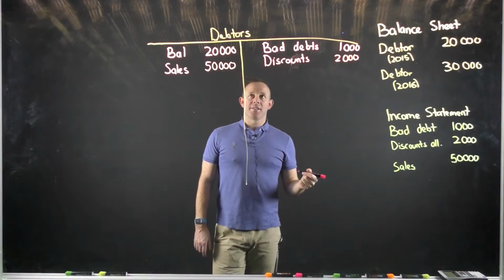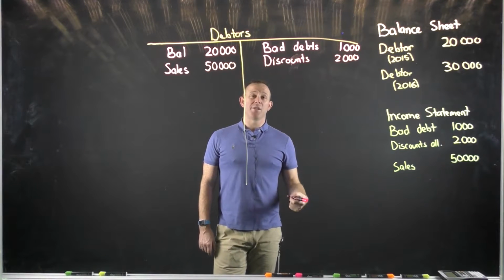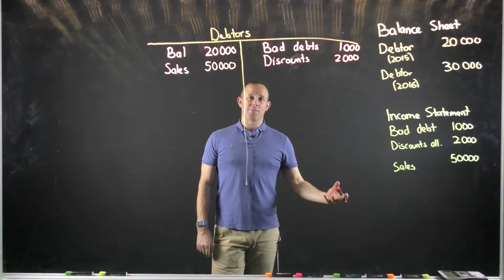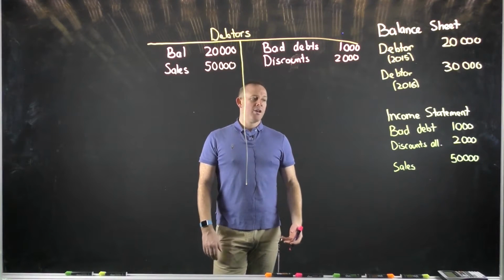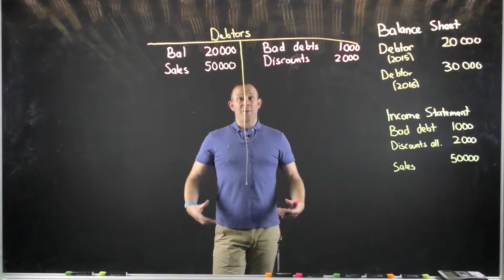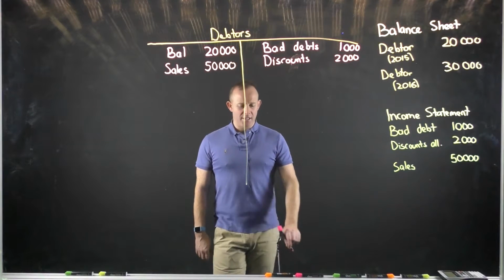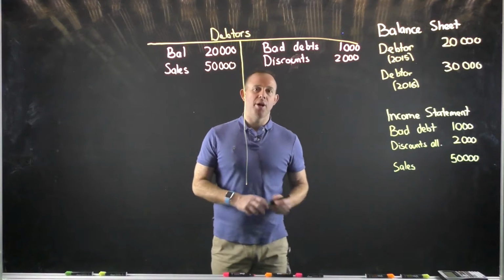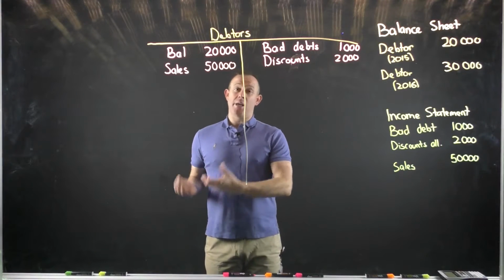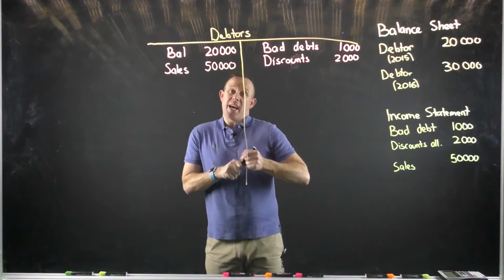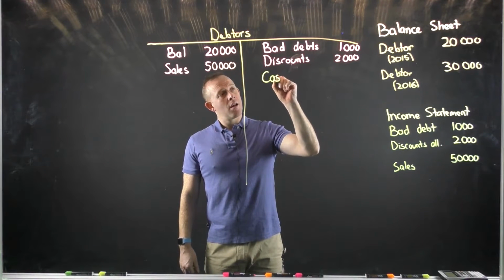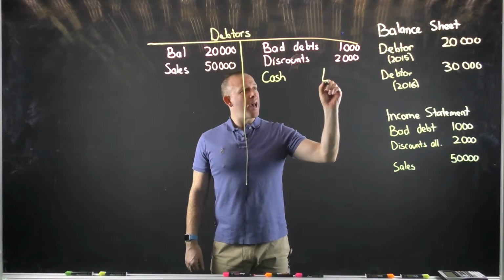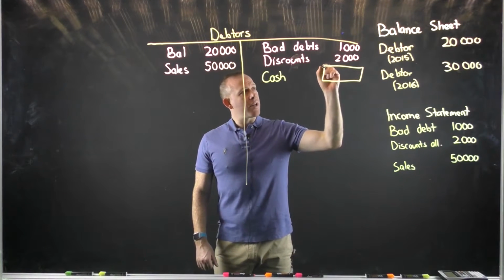Sometimes when debtors don't pay on time, we can charge them interest. In this example, there's no interest being charged, but if there were, we'd put them on the credit side. So all we need now to do is balance the account out and work out the actual cash component. Now the cash component is the money we have received from debtors. So that would be on the credit side. So cash, and we want to work out this amount right here.